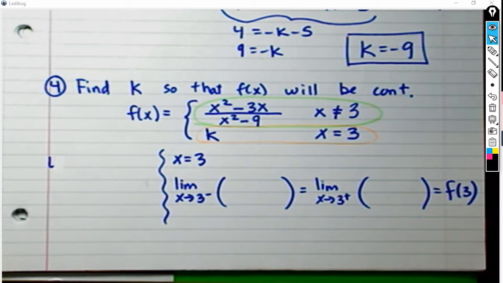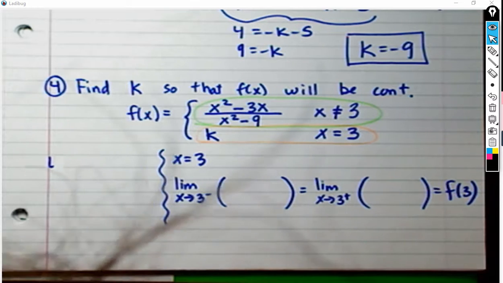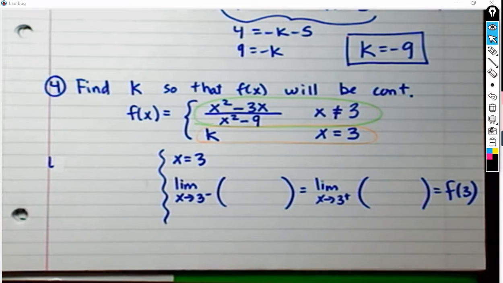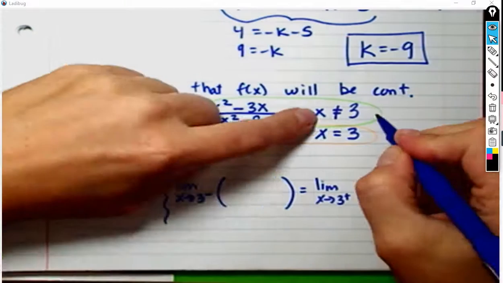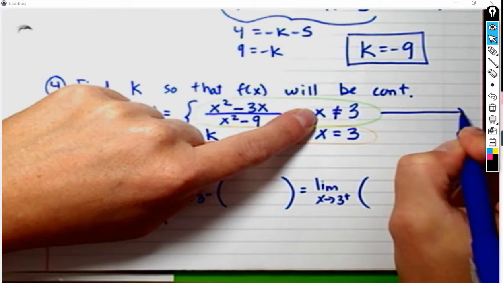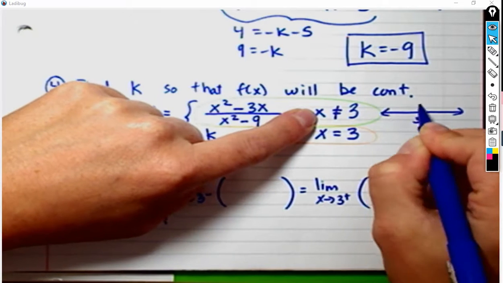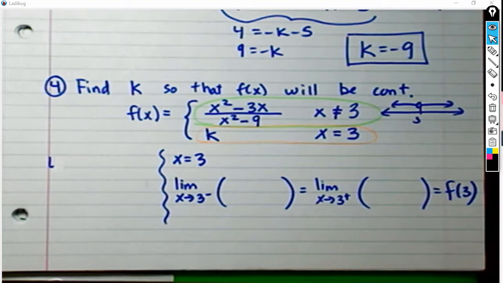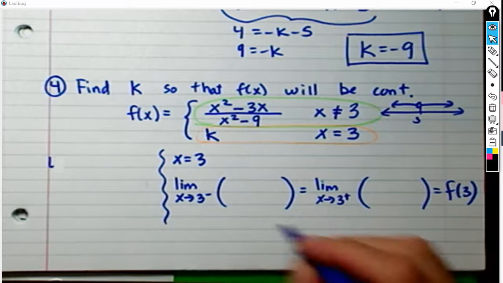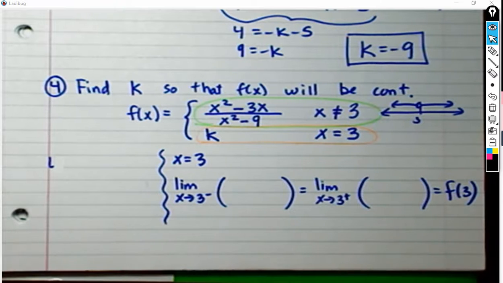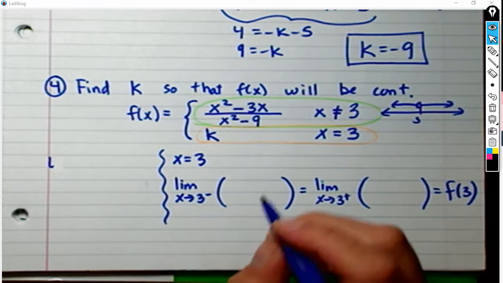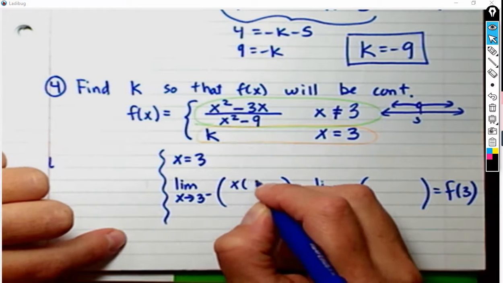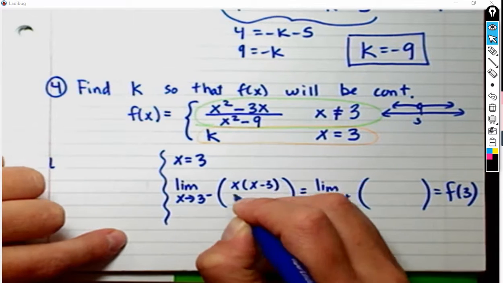Yeah? Yeah, you're not at 3, you're just approaching 3. This is not equal to 3, so that is everywhere else. It is the left and the right of 3. So that is the left and the right. Okay, so as I do this, okay, can I factor this, please? Because it's like begging to be factored.